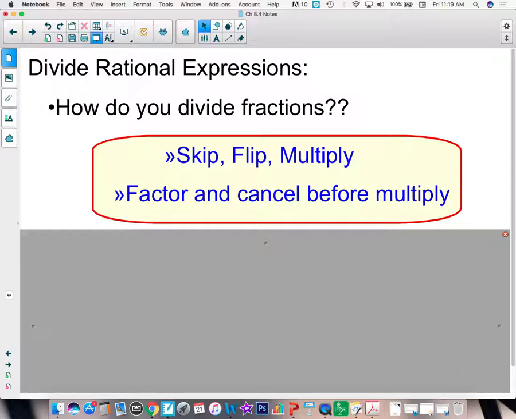So we simplified and we've multiplied fractions and now we're dividing fractions. That's your trick to dividing fractions. Skip, flip, multiply. You guys learned that in middle school. I think that's what they tell you in middle school. That's what I tell kids in Algebra 1. You skip the first one, you flip the second one, and then you multiply.